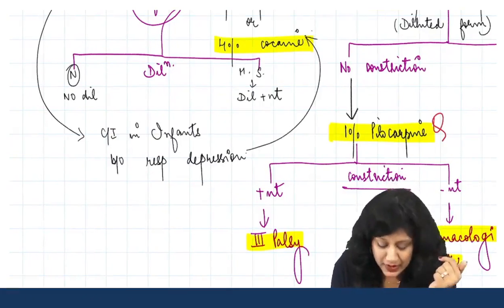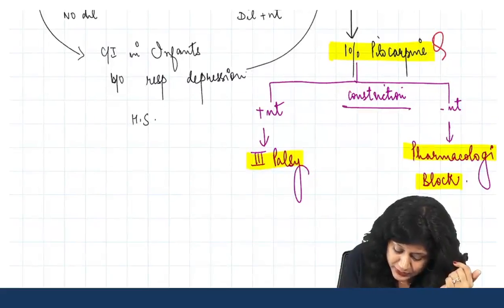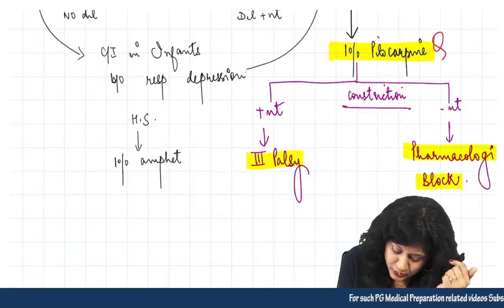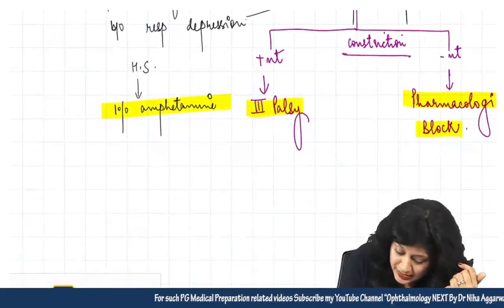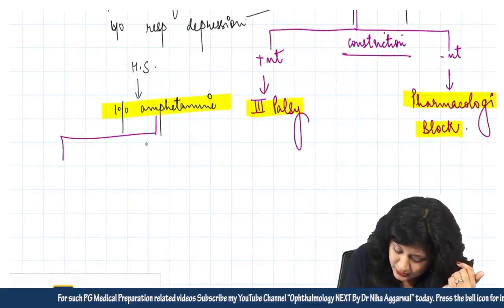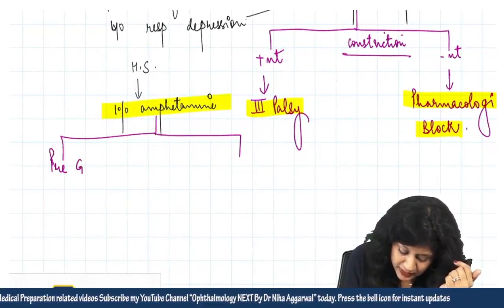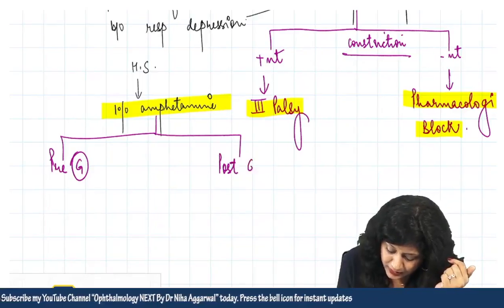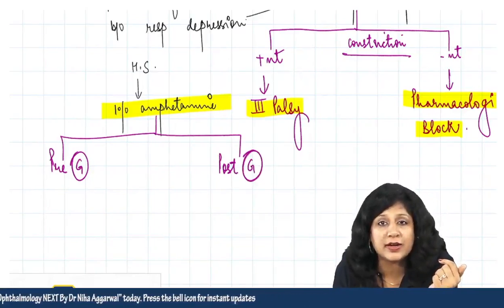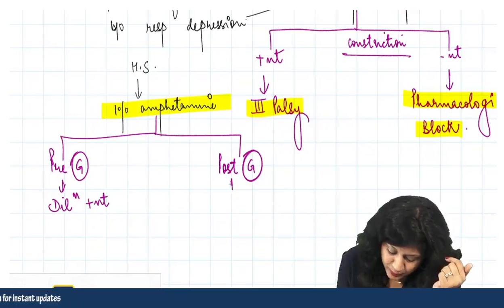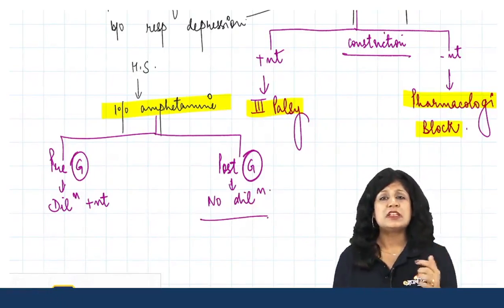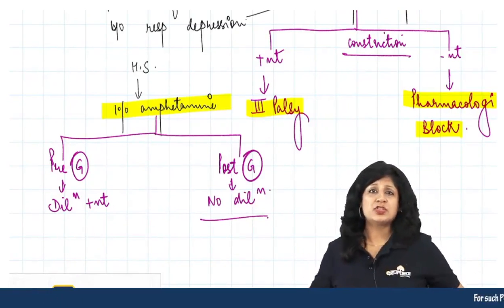Now once you have confirmed the Horner syndrome, then you can give 1% amphetamine. What it is going to do is demarcate whether this Horner syndrome is pre-ganglionic or post-ganglionic. In pre-ganglionic, the dilatation will be present, while in the post-ganglionic, there will be no dilatation. So this is the total flow chart through which you are able to solve any abnormal pupillary reaction.